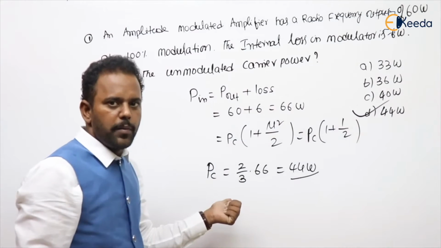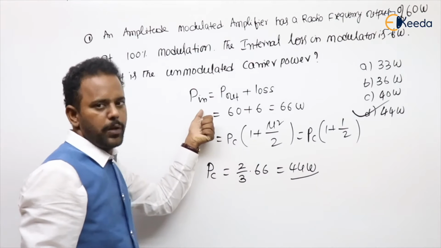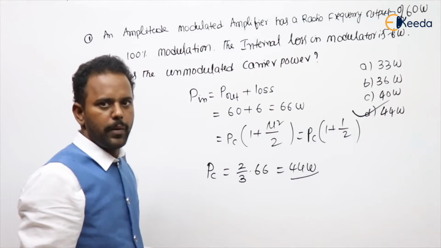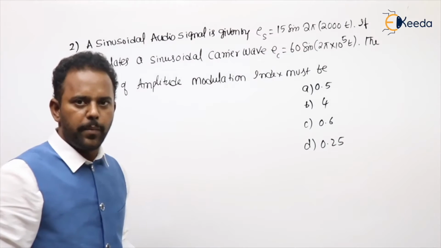Regular model, very important one. Whenever we need to calculate the carrier power, first get the input power. Input is loss plus output power, and then apply the formula. Clear? See the next problem.